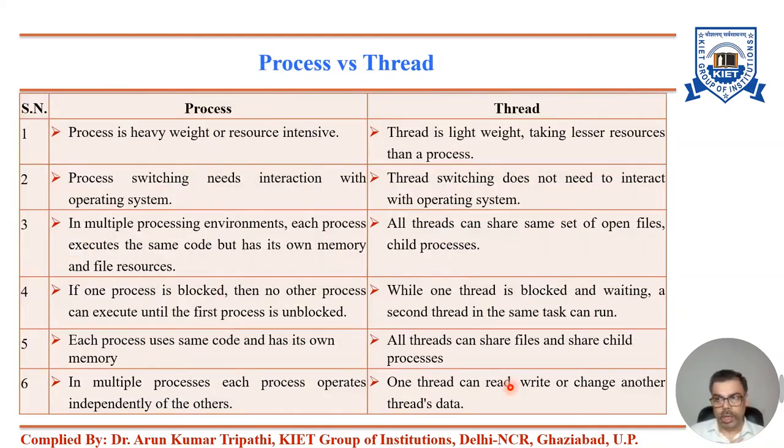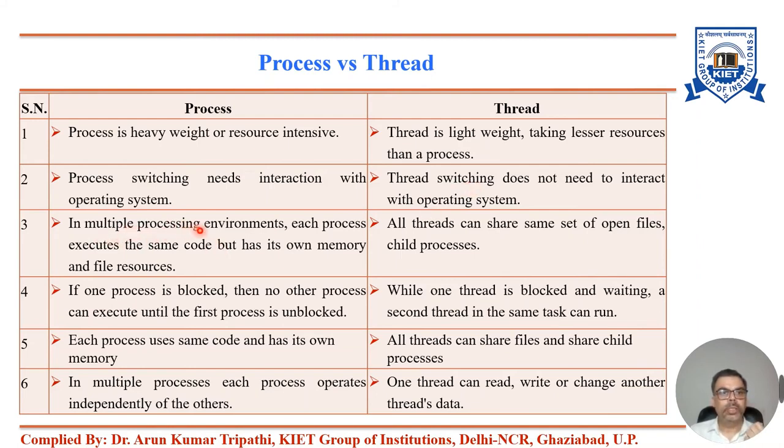Now, the question may arise: what is the difference between process and thread? So here are some listed differences that I have mentioned. Process is a heavyweight resource. Thread is a lightweight process taking a lesser number of resources than a process. Process switching needs interaction with the operating system. Thread does not require interaction with the operating system.